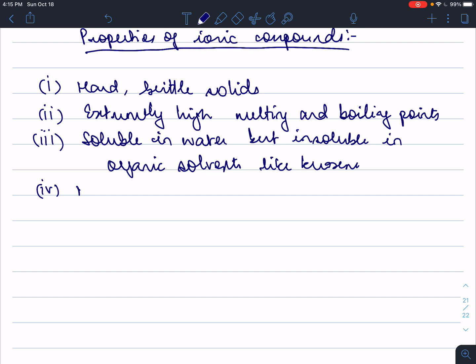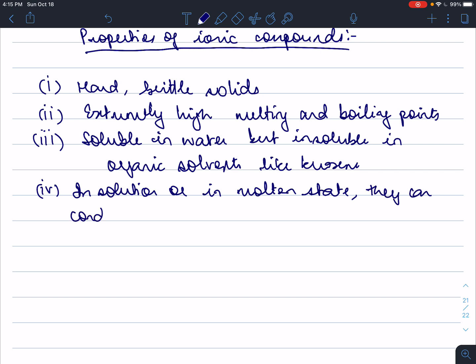When in solution or in molten state, the ionic bonds are free enough to allow movement of ions. So they can conduct electricity.